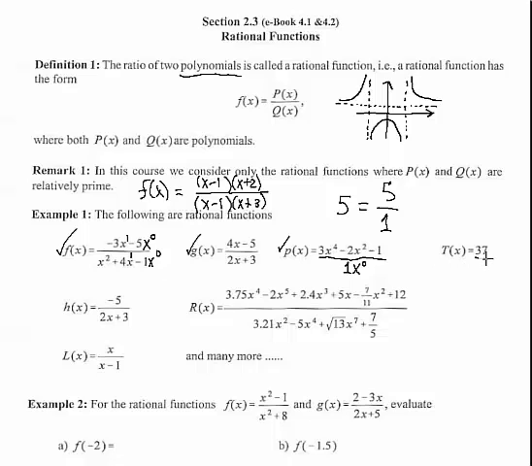T of x we could look at as 37 over 1. And if you just have to have a variable written, then we could call this x to the 0 on the top and the bottom. So capital T of x is a rational function. H of x is a rational function.